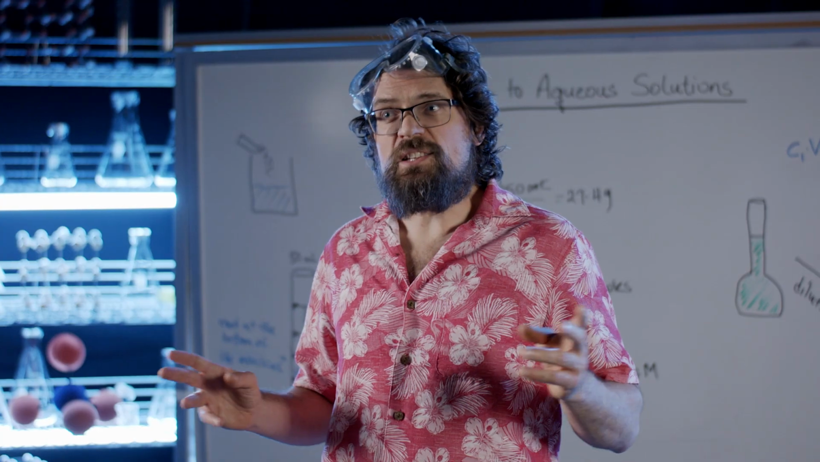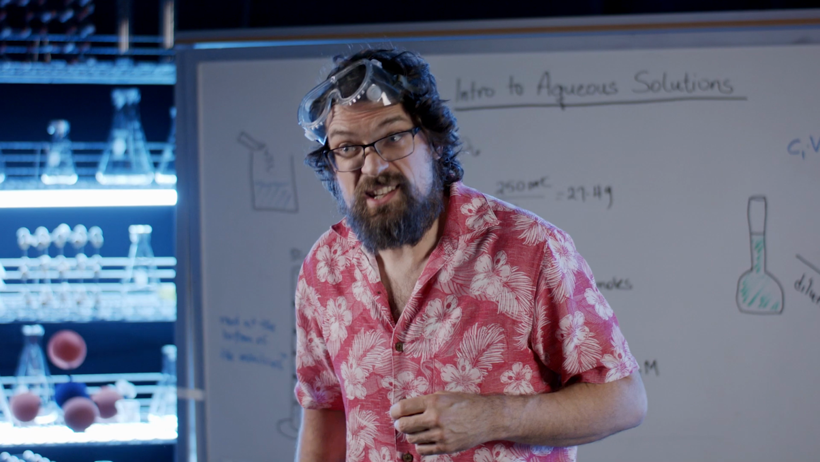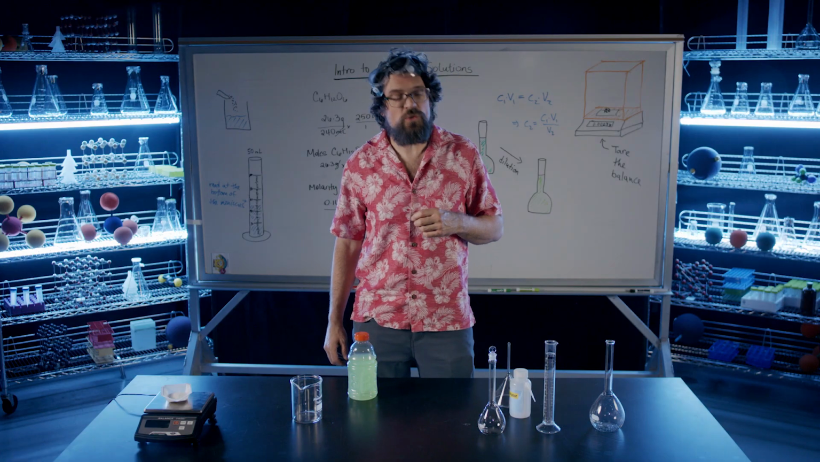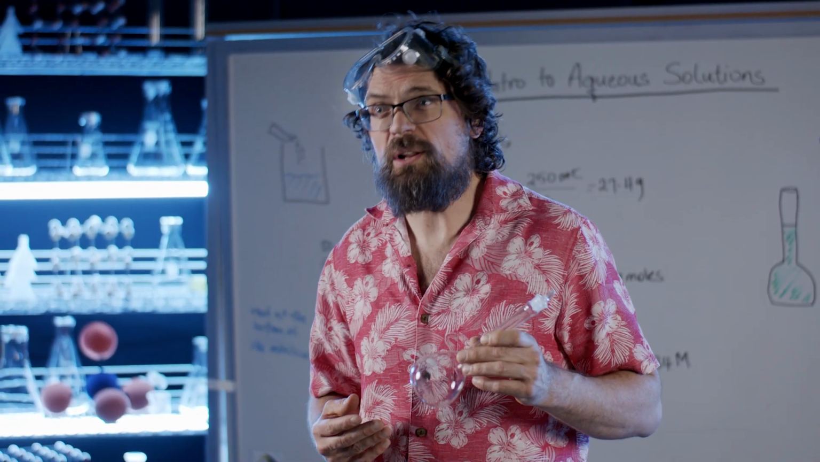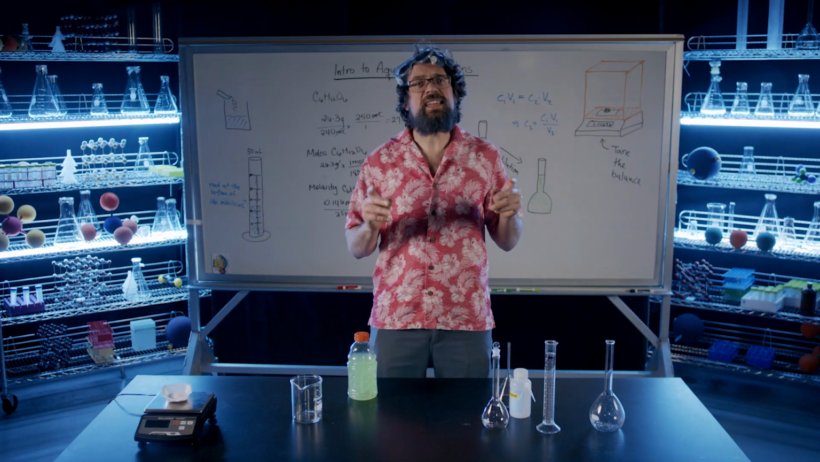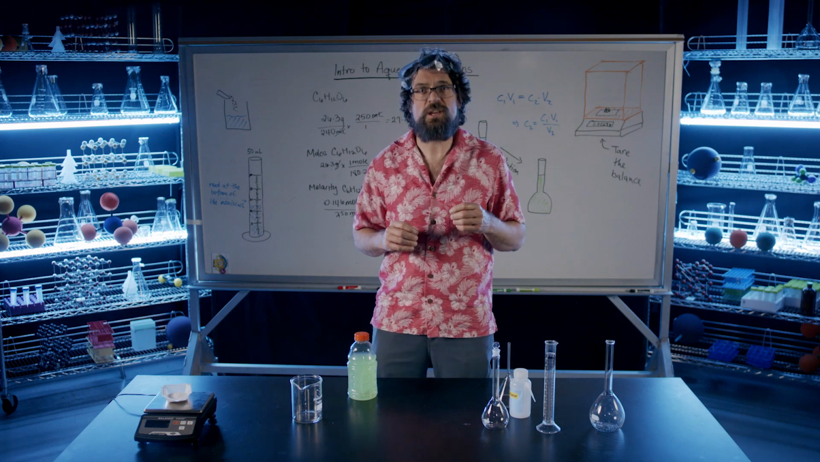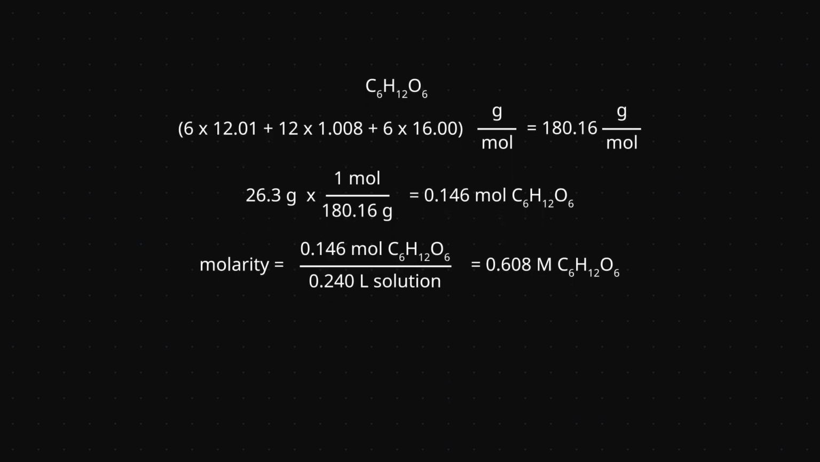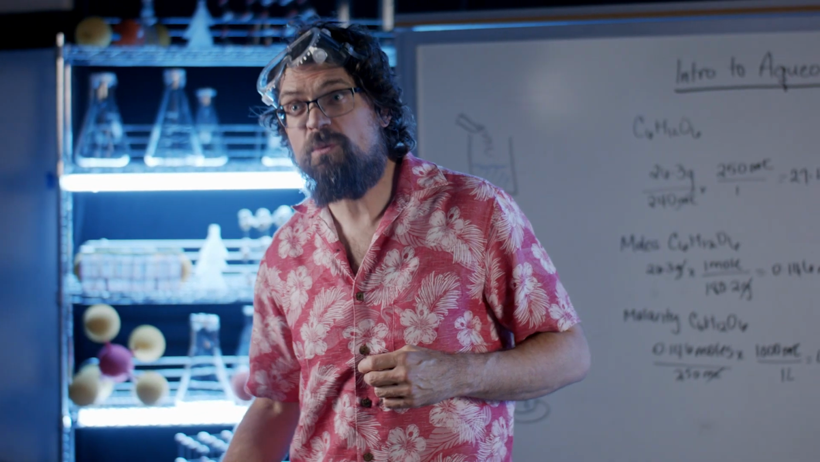If I'm going to make this solution in the lab, I'm going to do it with the utmost precision and accuracy. So I'll need to use a volumetric flask. I don't have a 240 milliliter volumetric flask, but I do have a 250. I'll need to calculate the mass of dextrose needed for this 250 milliliters of 0.608 molar solution. When I do this, I get 27.4 grams of dextrose. Here, I have that pre-weighed out.